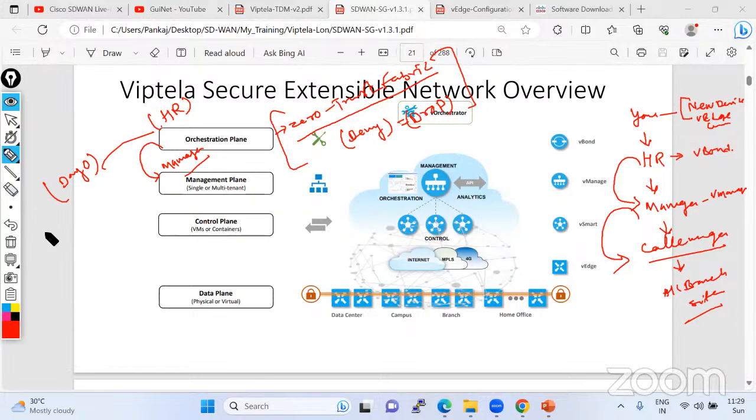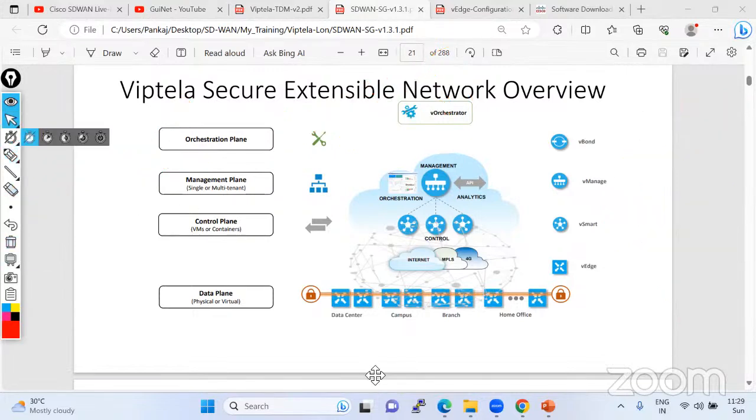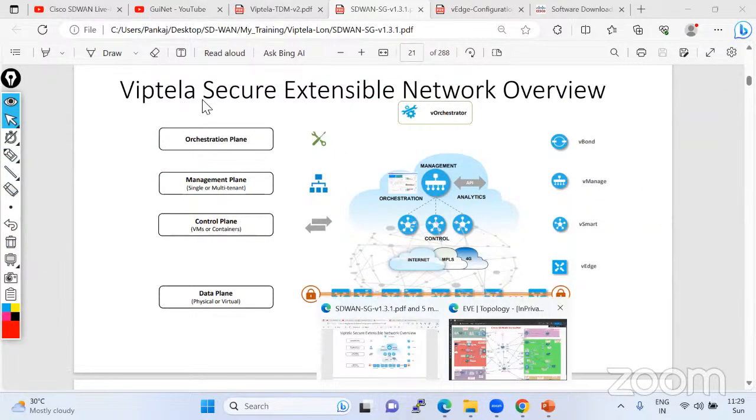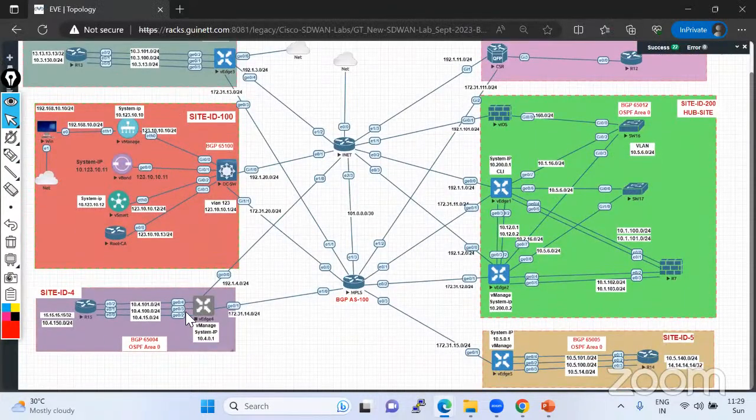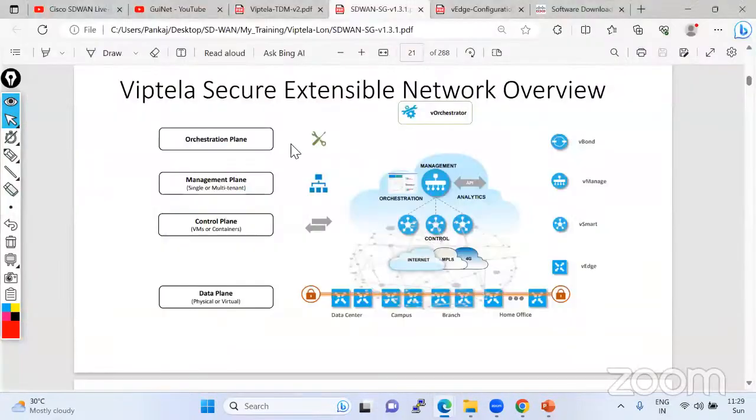So your branch site looks like this, let me show you. These are all your branch sites. So this is going to be introduced to all your branch sites, how you are going to communicate to the fabric. So the orchestration plane is one of the key things where vBond is going to stay, and vBond is going to do all your work to control the fabric, authenticate the fabric, and then introduce to all your manager colleagues, whatever you have.